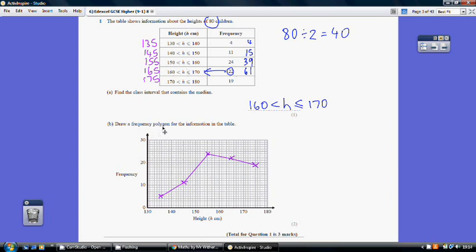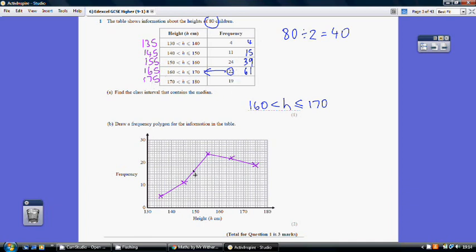Now for part B, draw a frequency polygon. Well, for the frequency polygon, you plot the midpoint of height. So these are all the midpoints of the heights and the frequencies. So we plotted 135, 4, 145, 11, 155, 24, 165, 22 and 175, 19.